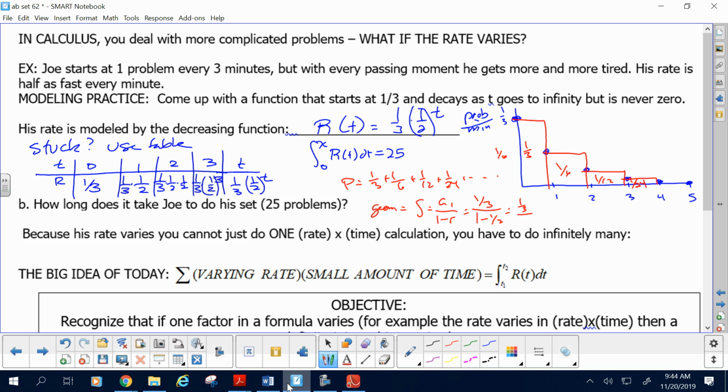As time goes on, he works forever, and he will approach 2/3 of one problem done. And that is all. He'll never get it. Okay?